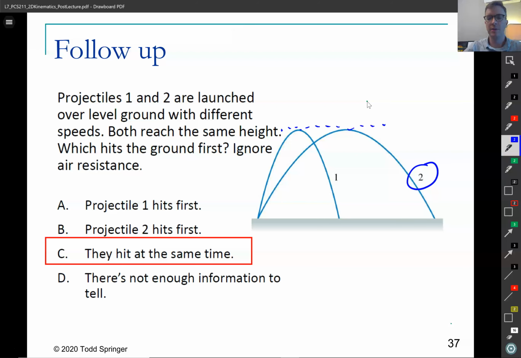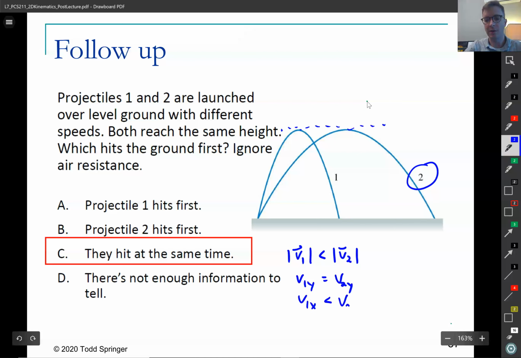So the magnitude of the speed v1 is going to be smaller than the magnitude of the velocity v2, because v1y is equal to v2y, but v1x is less than v2x. The x velocity is what controls how far it goes in the x direction. The y velocity controls how far it goes in the y direction.